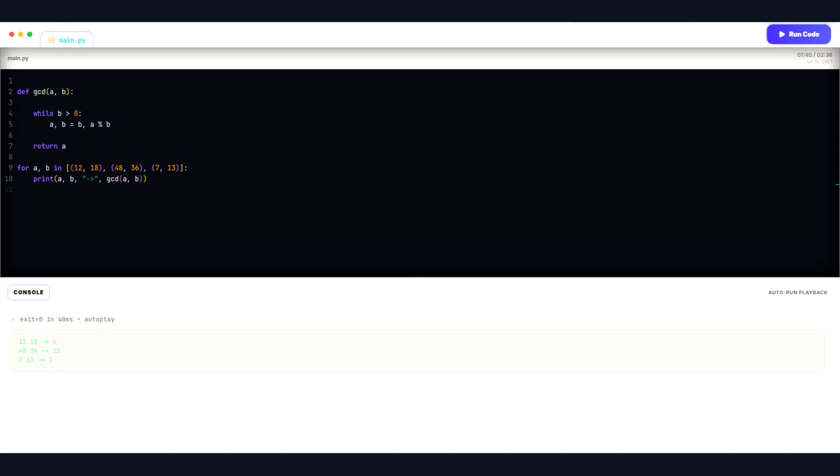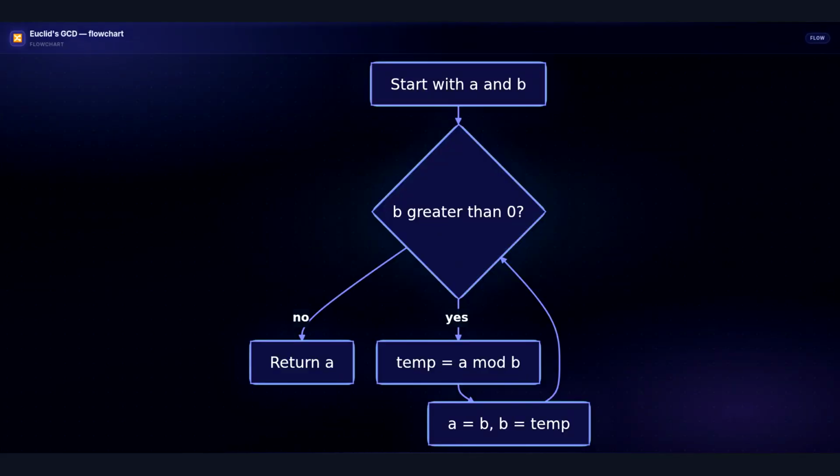12 and 18 share a greatest divisor of 6. 48 and 36 share 12. And 7 and 13, both prime, share only 1, meaning they have nothing in common but the number 1. The flow is tiny. While the second number is positive, set the new pair to B and the remainder of A divided by B, then loop. When the second number is 0, return the first, which is the greatest common divisor.